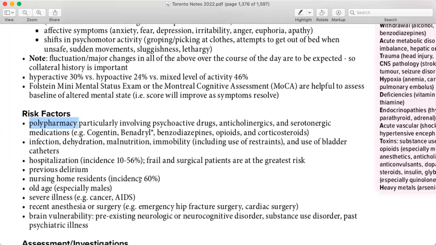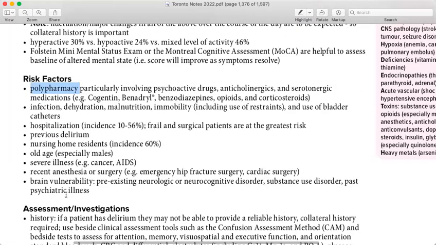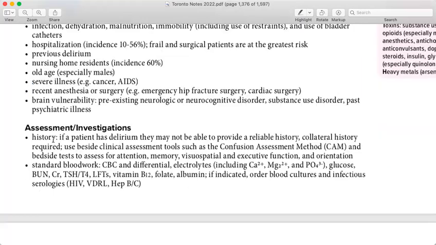Hospital nursing resident incident is 60%, and old age is also a cause. Starting with the assessment, the history and physical examination is one of the most important things. You're going to start with the history, asking questions, checking whether they are reliable and able to answer them or unable to. Based on that, use tools such as the Confusion Assessment Method. Then do bedside tests to assess attention, memory, visual-spatial and executive function, and orientation.